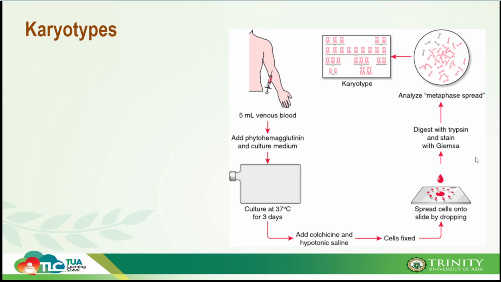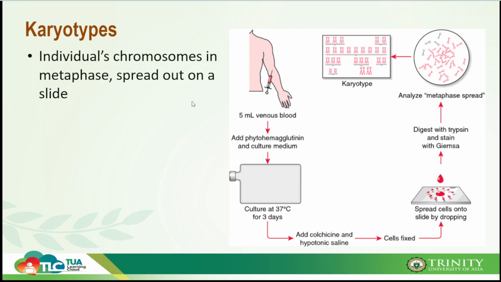So, how do we get karyotypes? Yan. How do we catch them? Or how do we create a karyotype? First, we get 5 ml of venous blood. Then we add a chemical called phytohemagglutinin. So ano yung phytohemagglutinin? Phytohemagglutinin will cause the cells in the blood to undergo cell division. So it will be cultured or iiwan siya for 3 days.